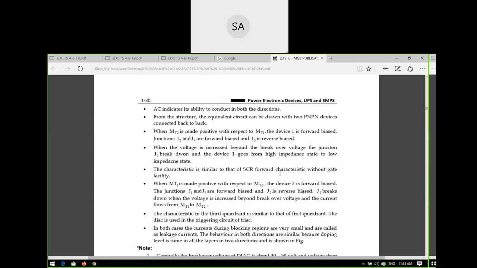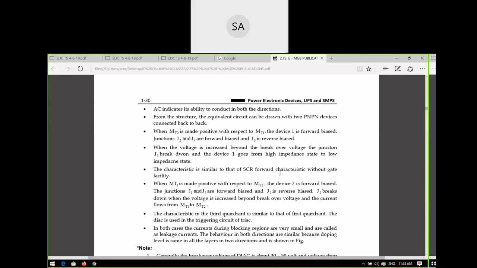It will be operated on AC. Why? Because AC has two directions, bipolarity, a positive polarity and a negative polarity. Both polarities it is able to conduct. That is the reason most of the time it is used in AC circuits only.